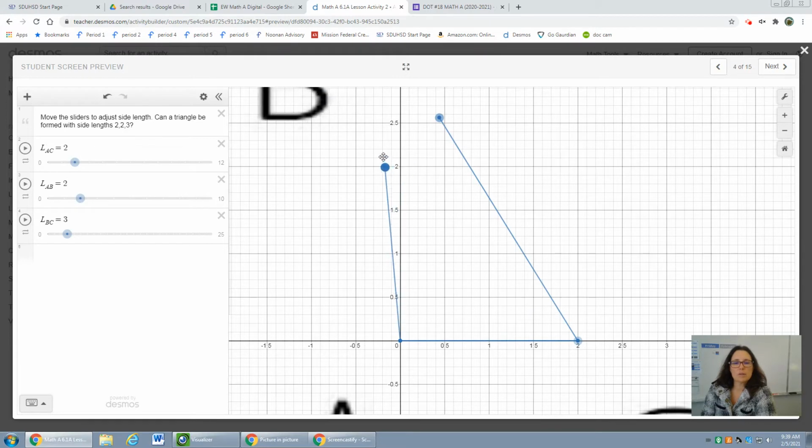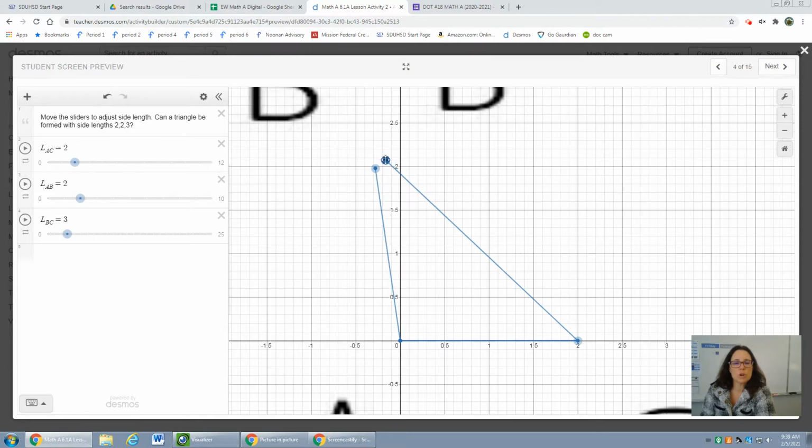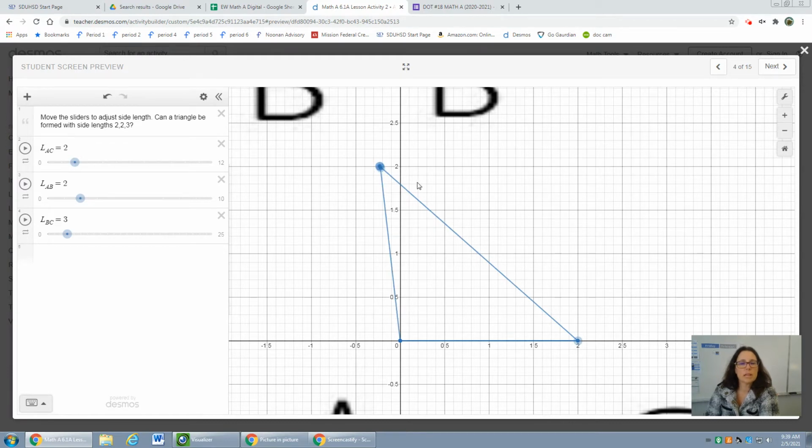Okay, so are we able to enclose this triangle? If I play around with it a little bit, almost there. Okay, so does this form a triangle? Yes, it does. So you're going to put the word yes in the 2, 2, 3 box, and then sides 2, 2, 3, 2 of them are equal. That is called an isosceles triangle.